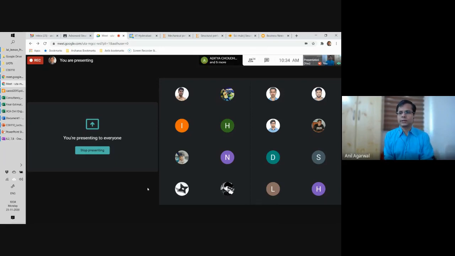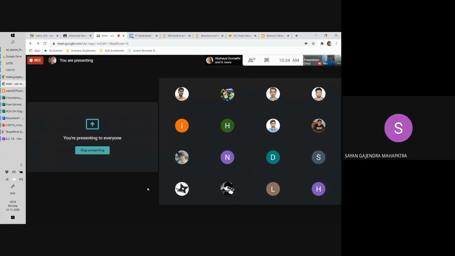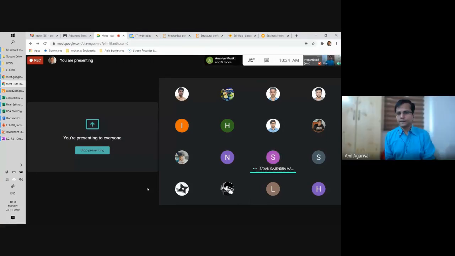Which one would be the most generic case? Frame. Plane frame? Space frame, sir. Sorry? Space frame. Space frame, yes.